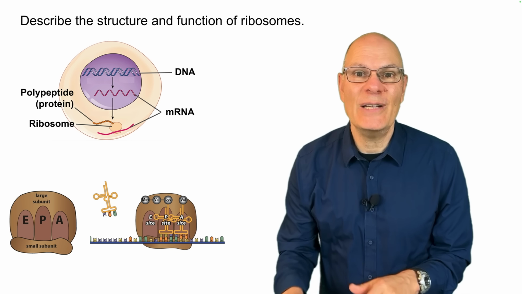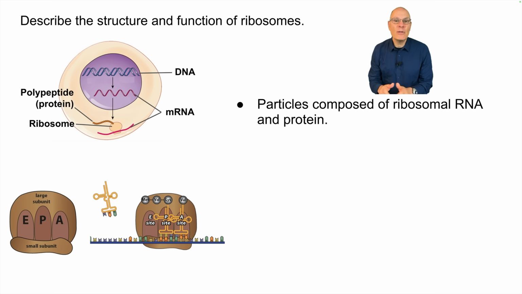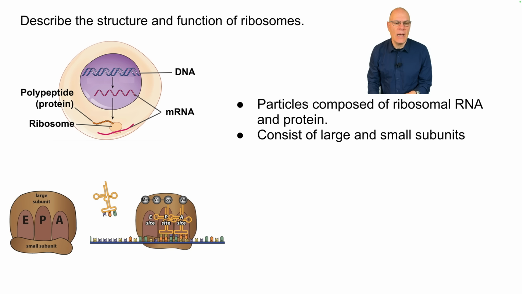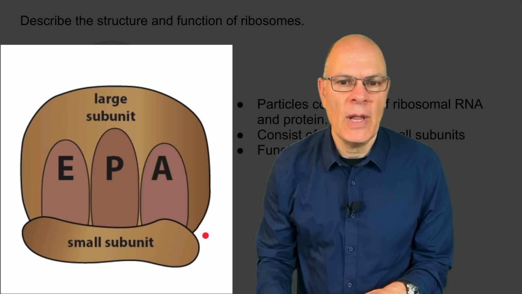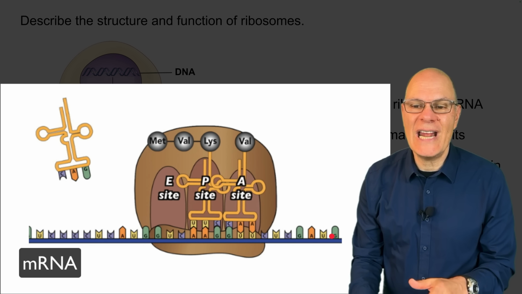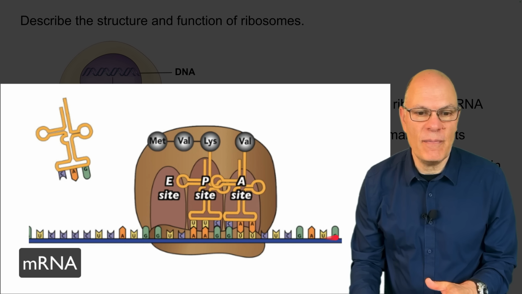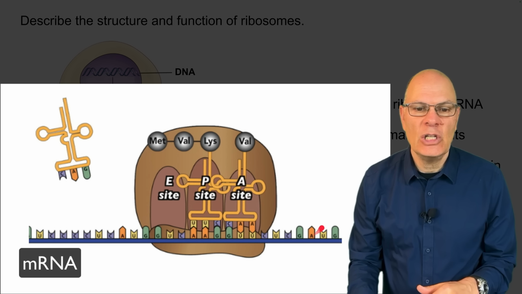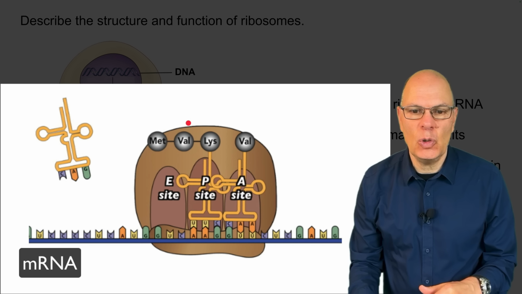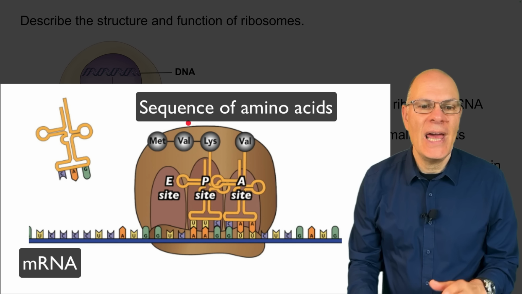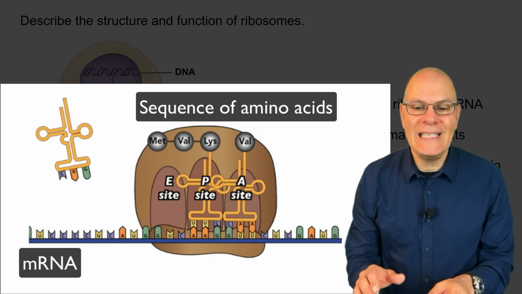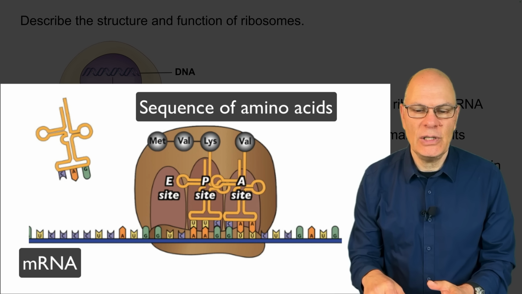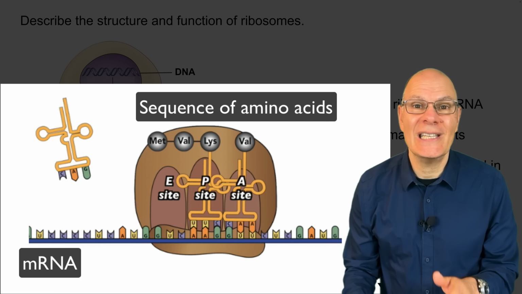Describe the structure and function of ribosomes. Ribosomes are particles composed of ribosomal RNA and protein. They consist of a large subunit and a small subunit. Their function is to read a genetic message encoded in a sequence of messenger RNA and to translate that message into a sequence of amino acids that make up the primary structure of a protein. The details of translation, protein synthesis, will occur in Unit 6.